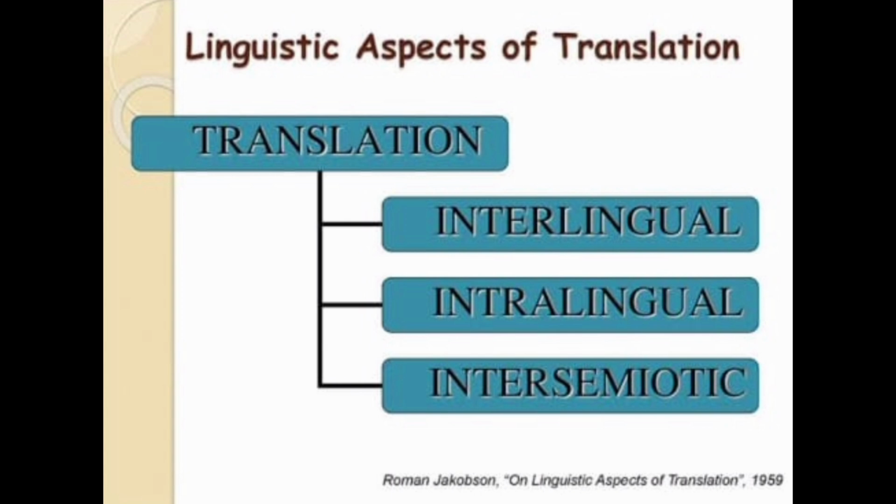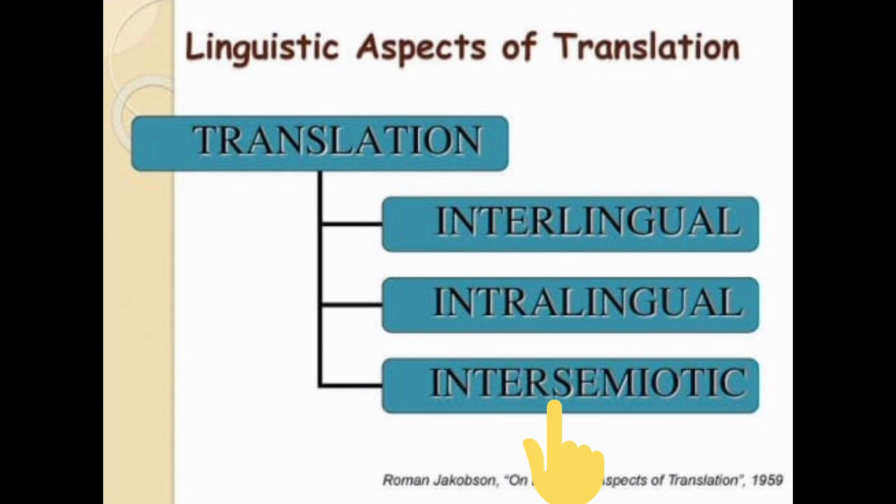So now we will go for interlingual translation. What is interlingual translation? It is replacing a verbal sign with another sign of a different language. So it will take place between two languages. One is the source language and another one is the target language.